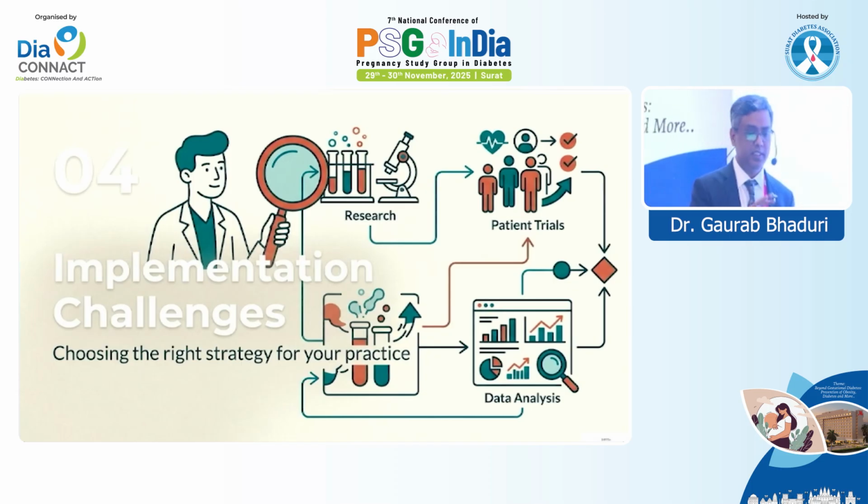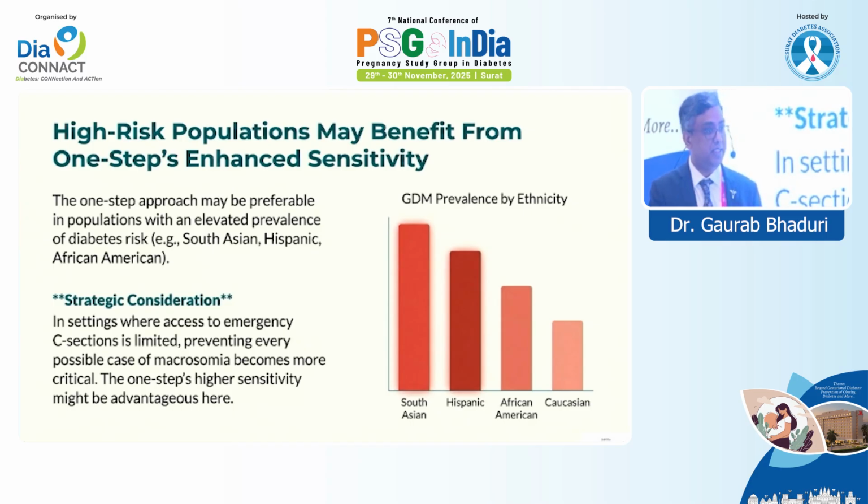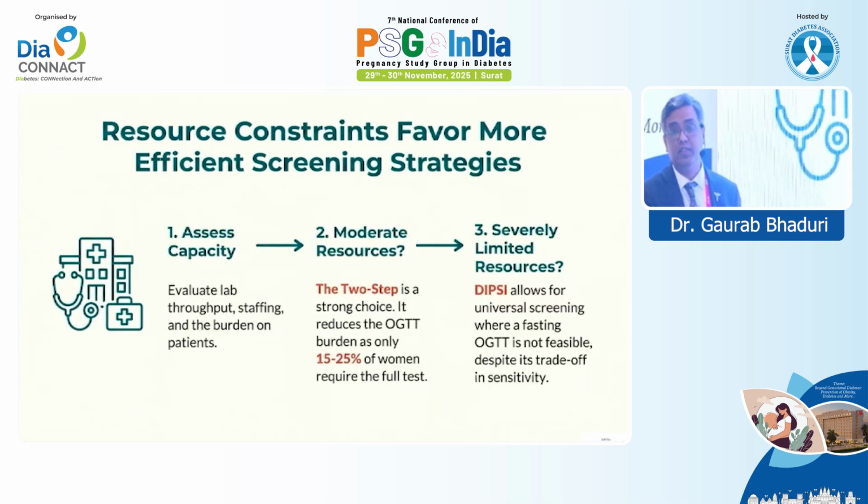Now, once we have understood all these things, the very important part is the implementation challenge and choosing the best strategy for your own practice. Now, a high-risk population may benefit from the 1-step's enhanced sensitivity. There are different prevalence rates of GDM by ethnicity. In a population where there is elevated prevalence of diabetes risk, like the South Asian, Hispanic, and African American compared to the Caucasian, 1-step may be a better choice. There are strategic considerations. In settings where your access to emergency C-sections is extremely limited, preventing a single case of macrosomia becomes even more critical, and the 1-step's higher sensitivity might be advantageous in this particular situation.